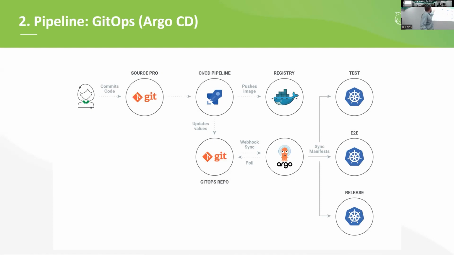So when we commit code to Git and push the image to some kind of image repository, we also update values, and this is a separate repository in this example. It doesn't have to be a separate repository. It can be the same. And Argo CD, continuous deployment, actually has a webhook sync with that repository. And whenever we do change, Argo takes that change and syncs the manifest, the YAML, the desired state to our Kubernetes. And it can work with multiple environments, multiple clusters. Here we have 3 clusters, test, end-to-end, and release.